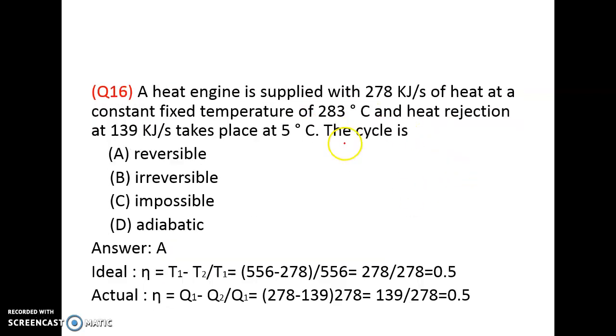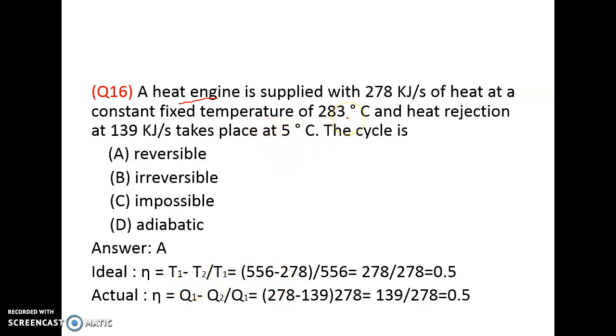A heat engine is supplied with 278 kilojoule of heat at a constant fixed temperature of 283 degrees Celsius, and heat rejection of 139 kilojoule per second takes place at 5 degrees Celsius. What is the cycle? We have to compare. For a heat engine, it is T1 minus T2 by T1, and Q1 minus Q2 by Q1.